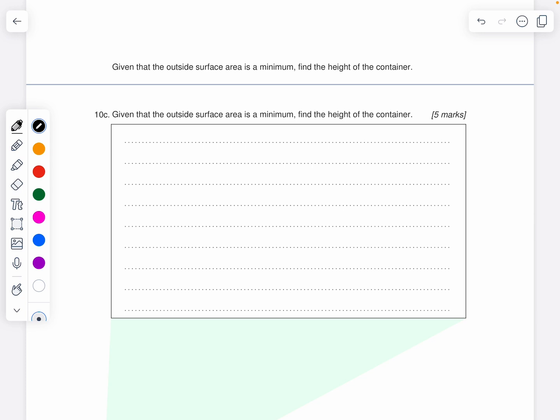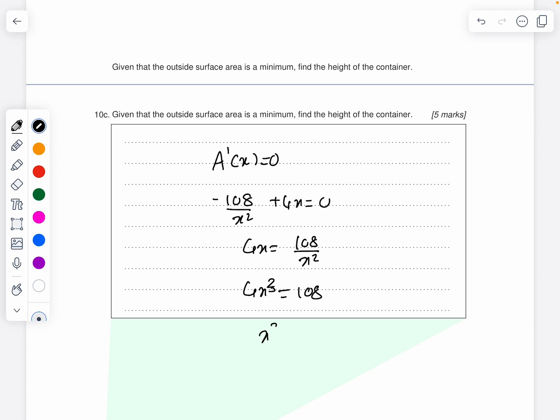Next, given that the outer surface area is minimum, find the height of the container. So for area to be minimum, A prime x should be equal to 0. So minus 108 upon x square plus 4x equals 0. So 4x equals 108 upon x square. 4x cube equals 108. x cube equals 27. So x equals 3.